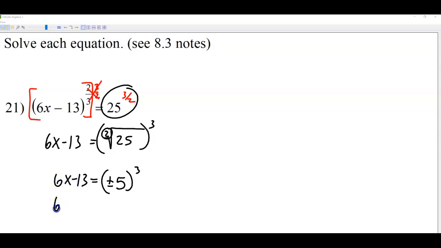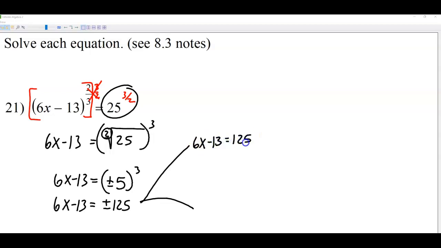Next, we're going to cube it. So raise it to the 3rd power. 5 raised to the 3rd power is 125. So we have 125 plus and minus. And since there are two numbers there, 125 and negative 125, we're going to have 2 equations. One of them positive, one of them a negative 125. And you just solve both.